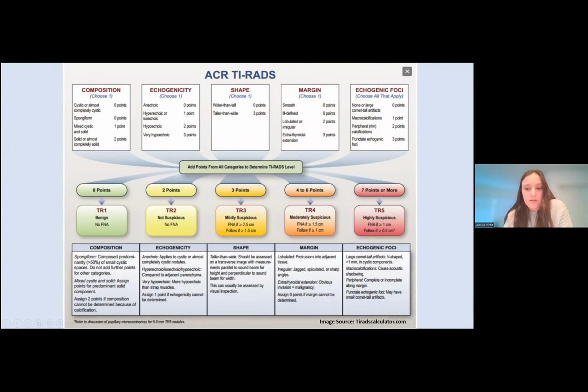What's going to be important is determining the size of your nodule. For a TR3, mildly suspicious lesion, the cutoff is 2.5 centimeters. For a TR4, moderately suspicious, the cutoff is 1.5. And as you increase to a TR5, a nodule as small as 1 centimeter necessitates a fine needle aspiration biopsy.